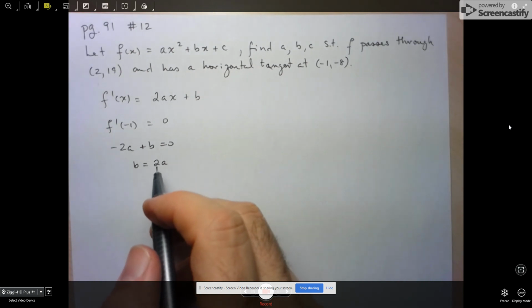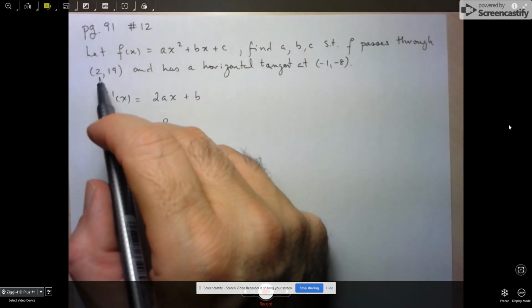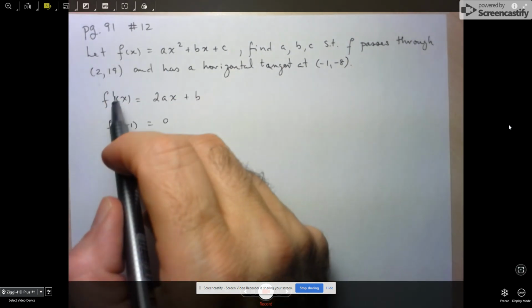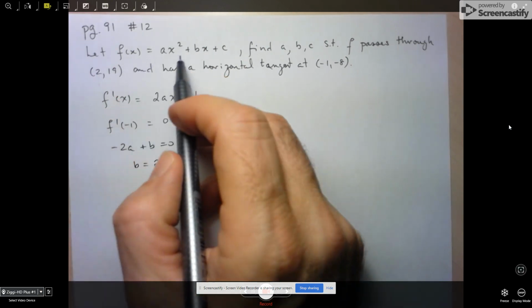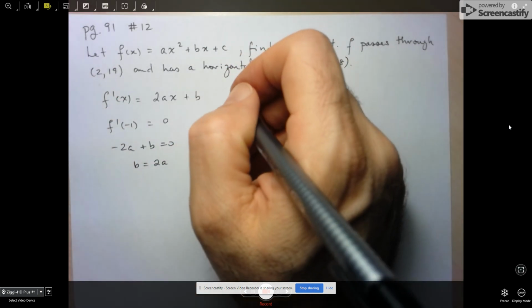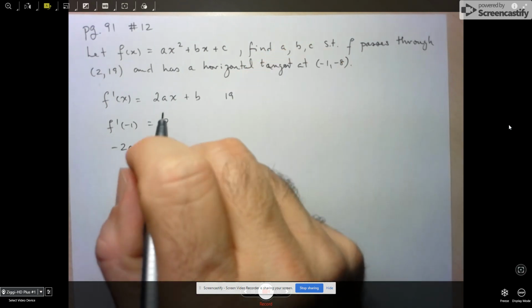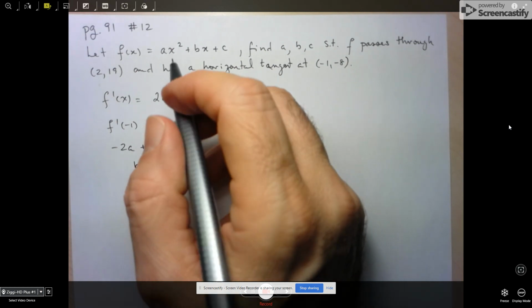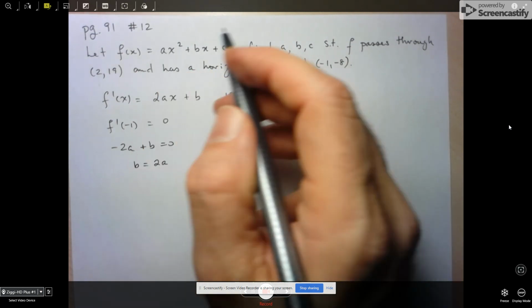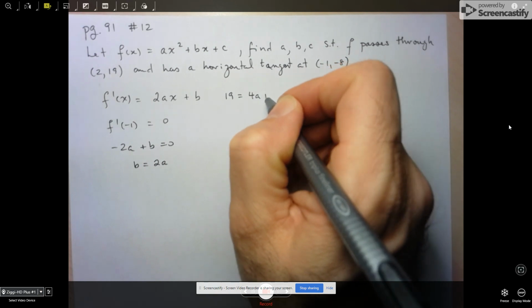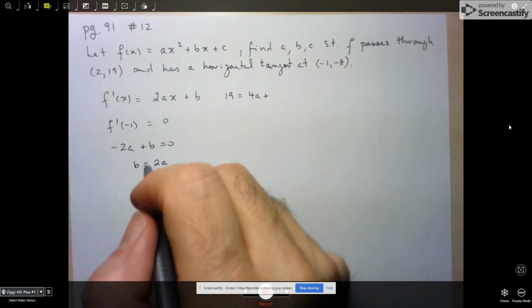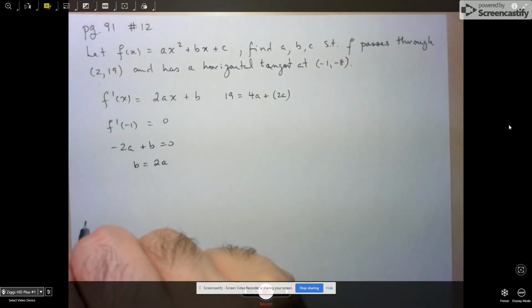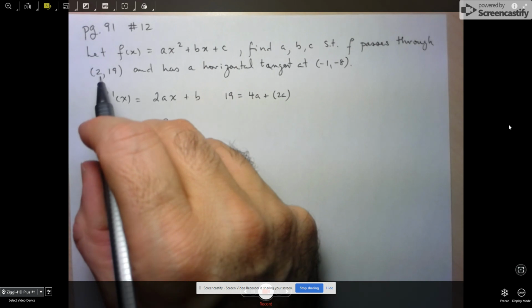So now let's use the other two pieces of information. So we know that it passes through (2, 19). Okay, so now this is a point on the curve. So instead of working with the derivative, I'm going to be working with the function itself. All right, so when y is equal to 19, the x value is equal to 2. Okay, so what do we have? We have 2 squared, which is 4. So I have 4a plus b. But remember, b needs to be equal to 2a. So I'm going to make that substitution right away. And in this case here, x was equal to 2.